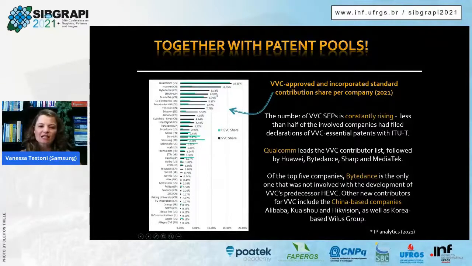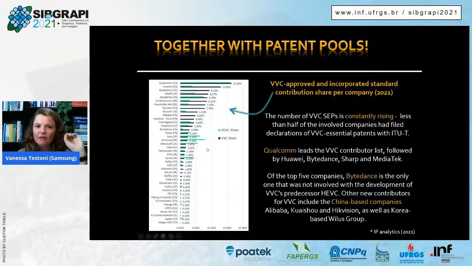And I think this information here is very interesting. First, because you can see which companies are the biggest contributors for this technology and how it changed from HEVC to VVC. So we have Qualcomm, Huawei, we have ByteDance. ByteDance, for those of you who don't know, they are the owners of TikTok, right? And we see so many other Chinese companies that were not here before.